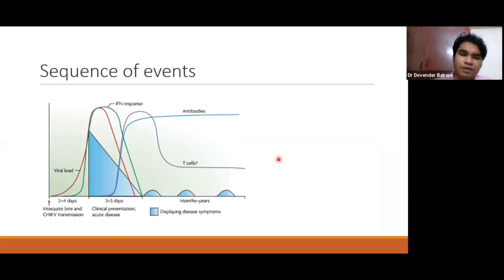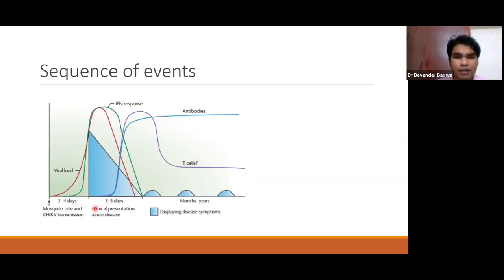So this is the sequence of events. Suppose the mosquito bite occurred here, then the viral load starts increasing over 2 to 4 days, and it will be high by the second to third day. Because viral infection has occurred, the body has a mechanism to respond by producing interferon alpha. Interferon alpha will be produced and increase, but because it is not effective, it will go down.